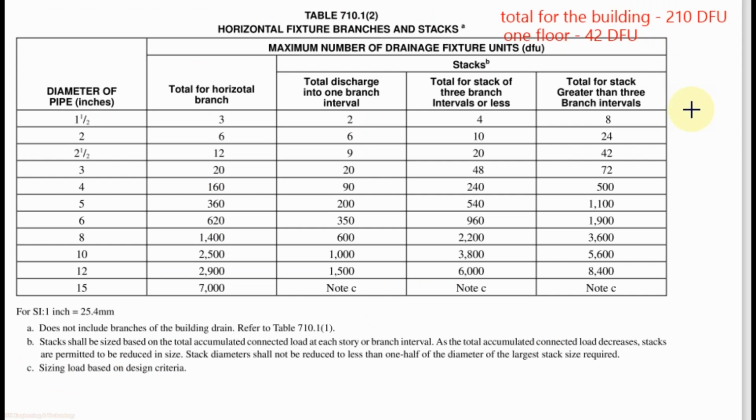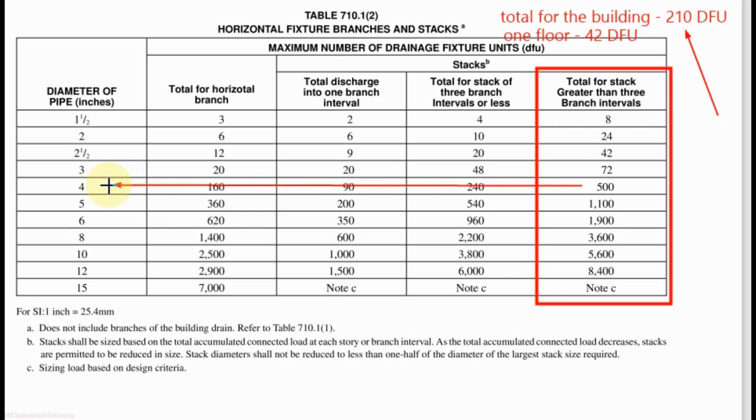For a 5-story building, we will use this column to select the stack size, and the total drainage fixture unit value for the building is 210. So from here we will select this row, and the corresponding stack size will be 4 inch.